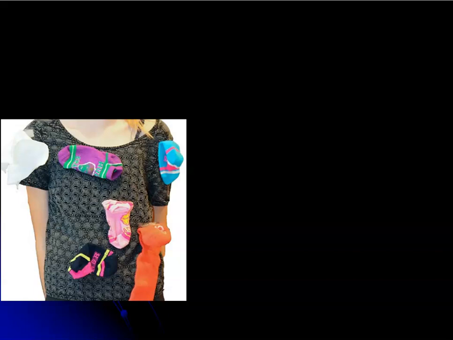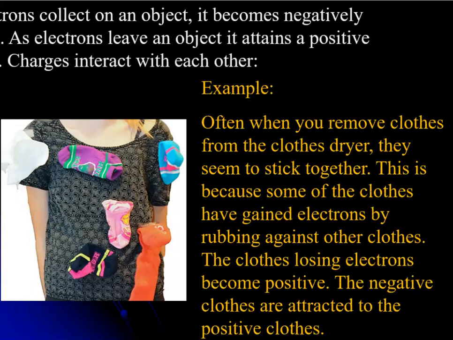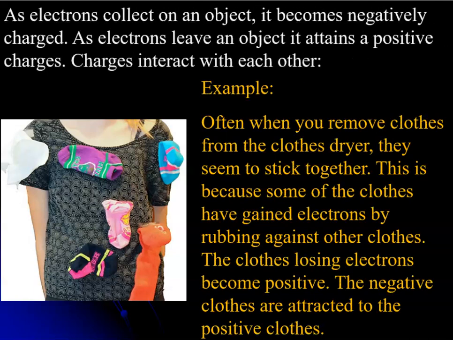Another example of this is the static you get when you take clothes out of the dryer. As the clothes are tumbling around in the dryer, some of them are ripping electrons off others. So you get some clothes that are positively charged and some that are negatively charged. Then they attract each other, and so you get everything sticking. Dryer sheets can help keep that from happening.